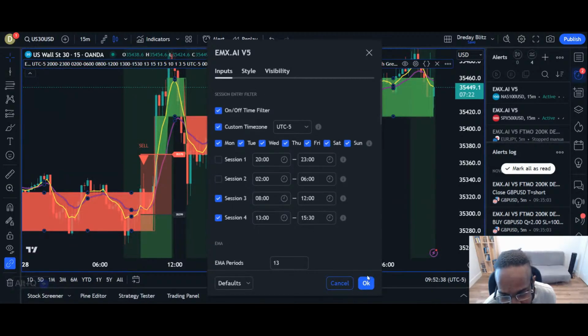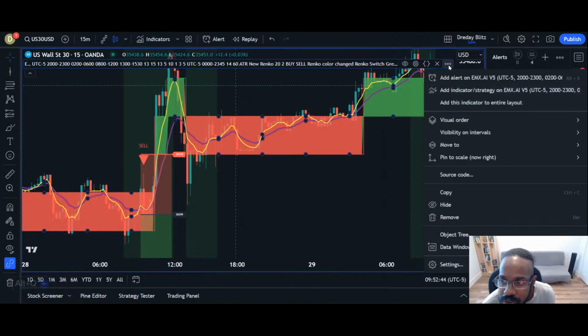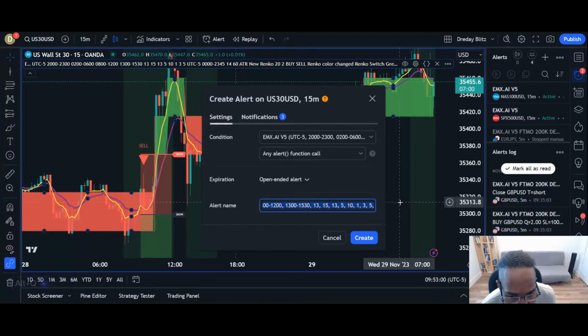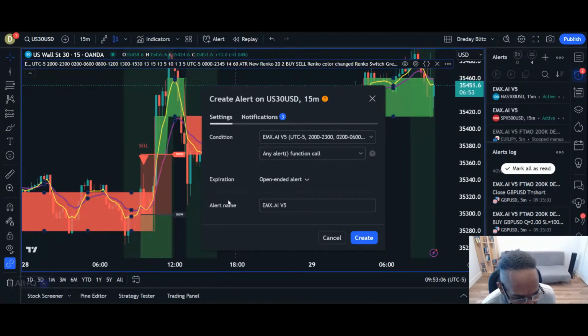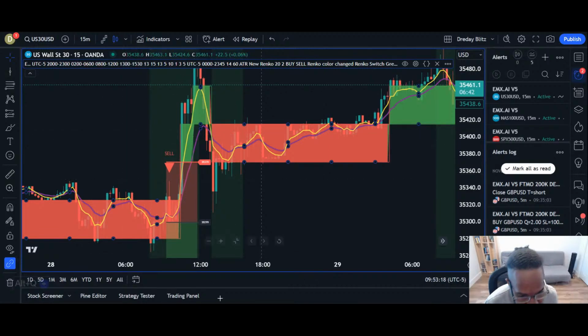Okay, so that's good. So the way you put your signals here, you click on the three dots here, off of the indicator. You add the indicator, the signals here, based off of that, and you just make sure that it's an open-ended alert, so that way you're always going to receive alerts based off of the settings that you set up, and you just have to name your alert. And I put EMX AI version 5, and I click create. And that's pretty much it.